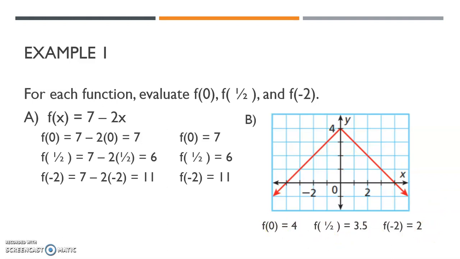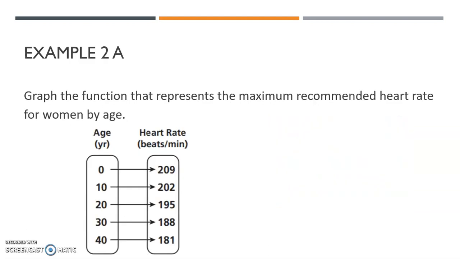So let's take a look at another way to use function notation. And this is where we're actually going to be graphing a function. In this example, it says graph the function that represents the maximum recommended heart rate for women by age. So notice what they've done is they've given us a mapping diagram. So essentially, this is the point 0, 209, 10, 202, 20, 195, 30, 188, and 40, 181. These all represent points. This is the x value, this is the y value.